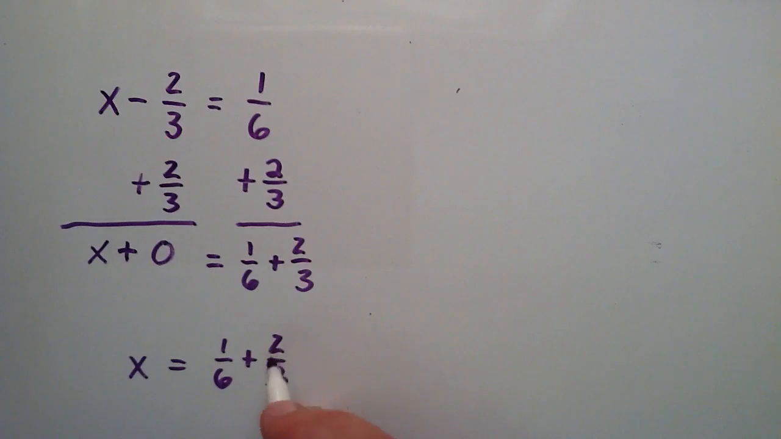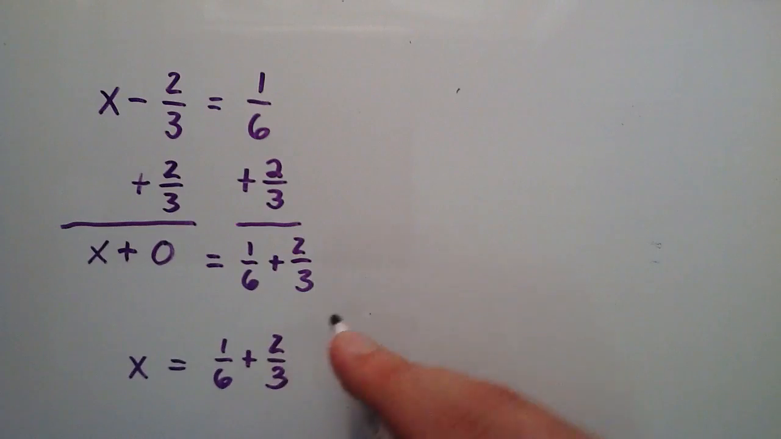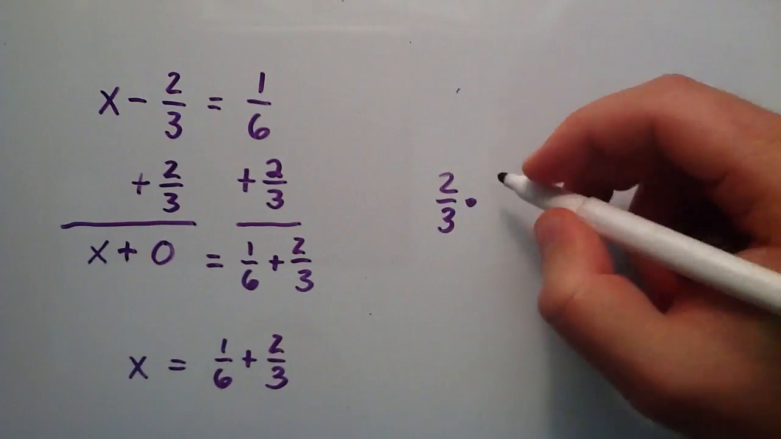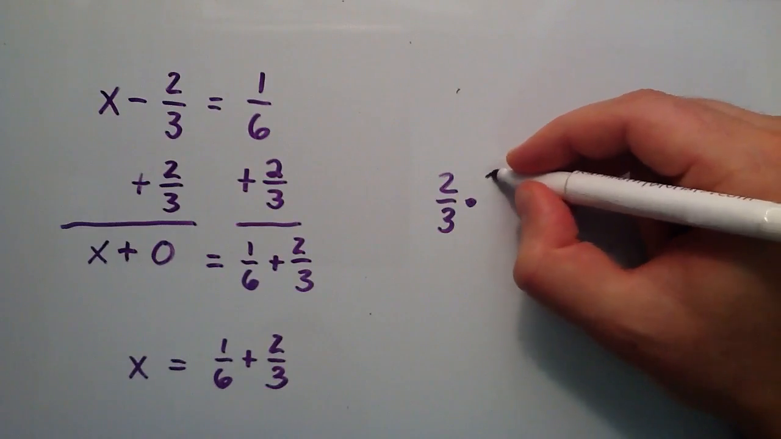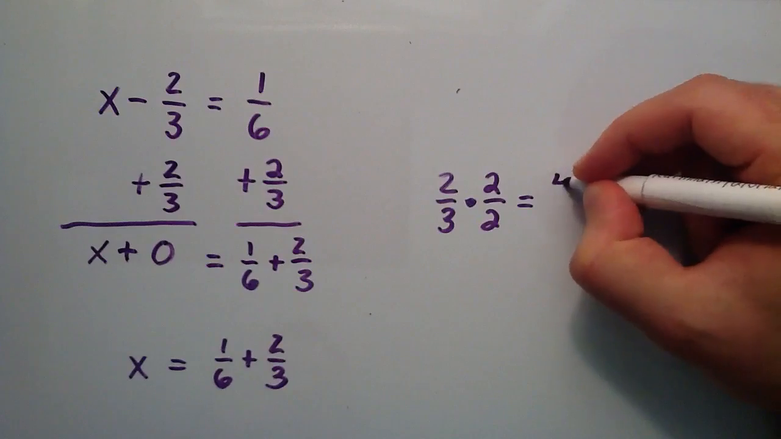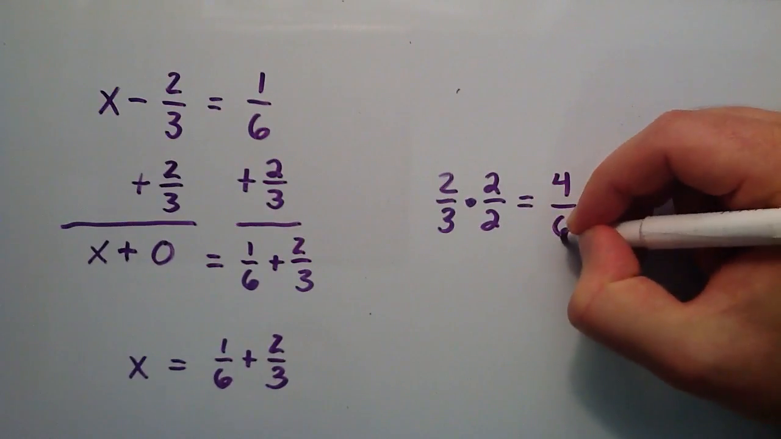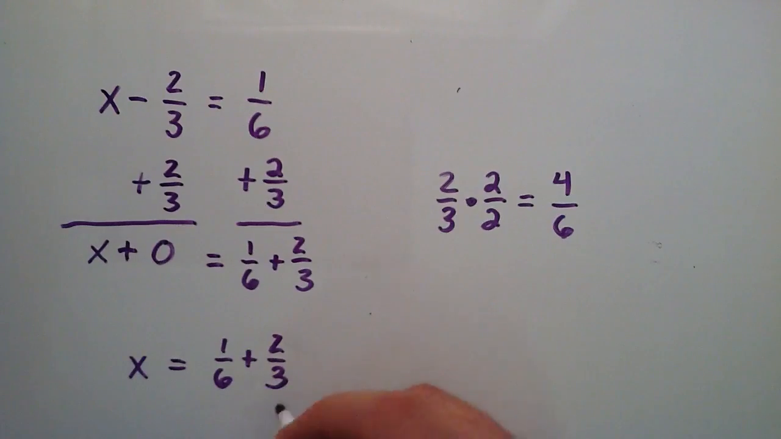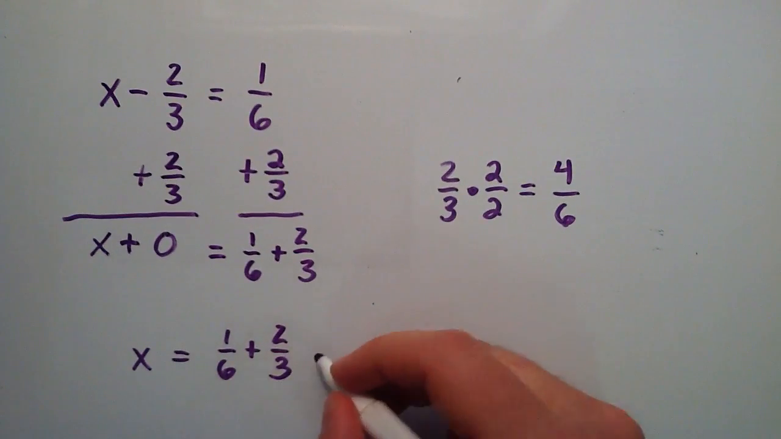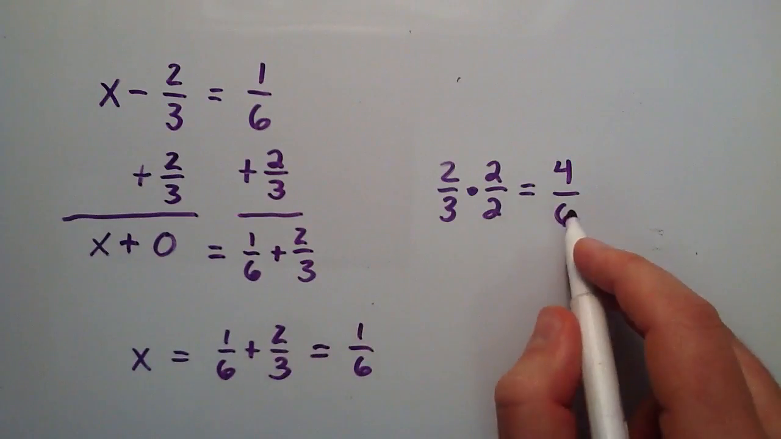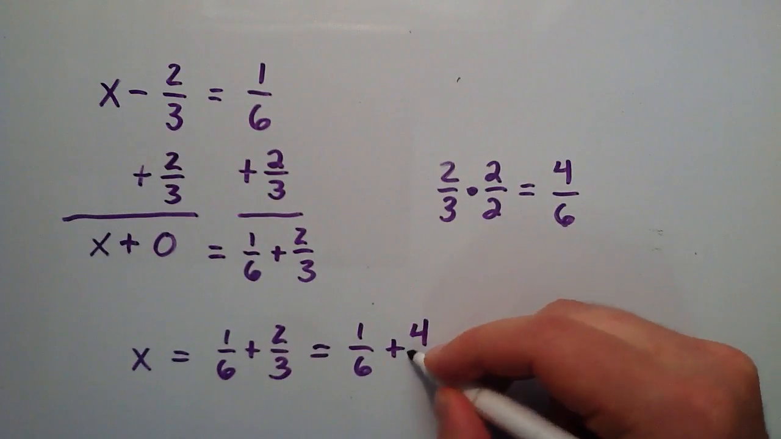So we'd like this term right here to be some number over 6 so that we can just simply combine the numerators together. So 2/3 multiplied by the number 1 is still 2/3, and for our number 1 we're going to choose 2 over 2 because 2 over 2 equals 1. 2 times 2 is equal to 4, 3 times 2 is equal to 6, so that means that 4 over 6 is equal to 2/3. So let's just go ahead and rewrite that now. We have 1 over 6 plus 2 over 3 we said was equal to 1 over 6 plus 4 over 6.